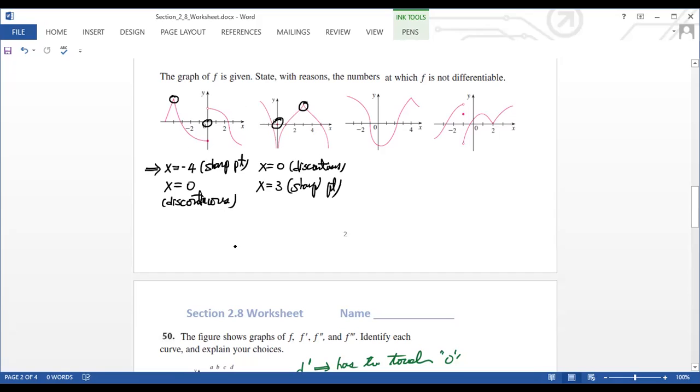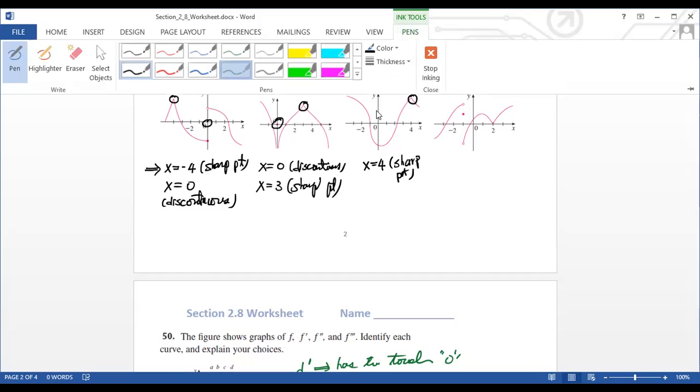Okay, so now let's take a look at this one. Obviously, this is a sharp point, right? So x equal to 4, this is a sharp point. Okay, so this is a sharp point, right? Then also in here.